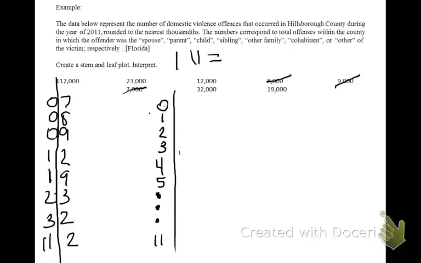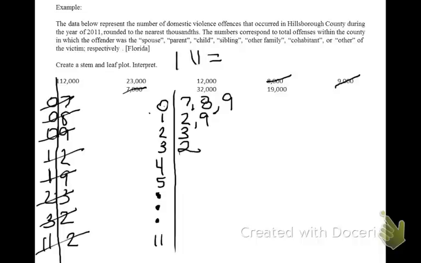Now that the stems have been written once, we'll come and fill in the leaves. Next to a stem of 0, we have leaves 7, 8, and 9. Next to a stem of 1, we have leaves 2 and 9. Next to a stem of 2, we have a leaf of 3, and then 32, and then 112.